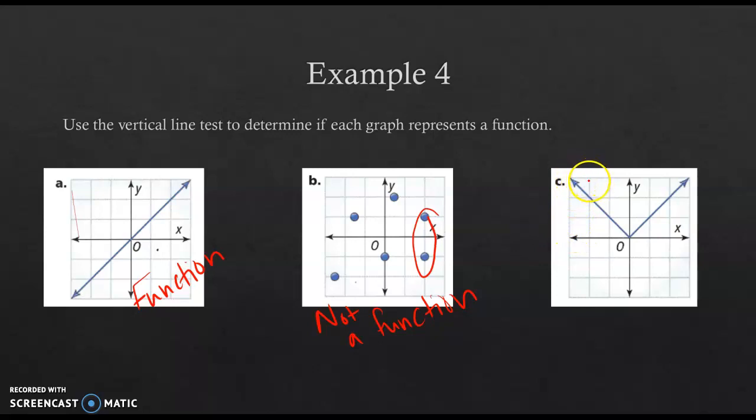So when I look at C the way it is now, each time I do my x values, I am only crossing my function in one place. Therefore, it passes the vertical line test and is a function. I don't know why I put an S at the end, but it is a function.